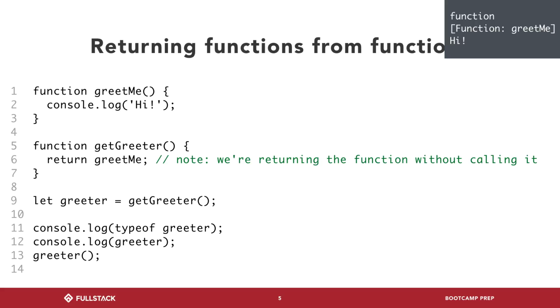Line 12, the way that it prints function: greetMe. Is there ever a way you could log greeter and actually see the code print out, as opposed to just the name of it?